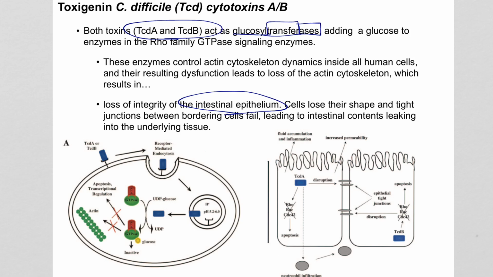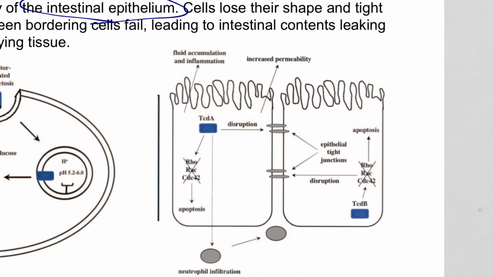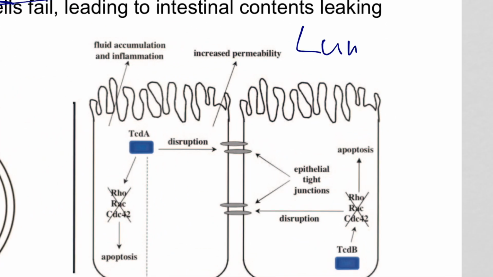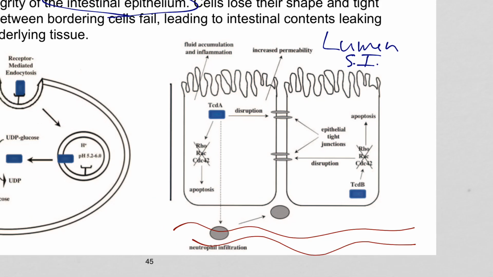And the specific targets for TcdA and TcdB are enzymes in the host cell, the human cell, that control actin-cytoskeleton dynamics. And so what essentially happens is you start adding glucose molecules to these enzymes. They start losing the ability to perform their function. Actin-cytoskeleton starts falling apart inside the intestinal epithelium. And if you have had A&P or really even a basic bio class, remember that epithelial cells, this up here would be the lumen of the small intestine. Down here would be blood vessels.